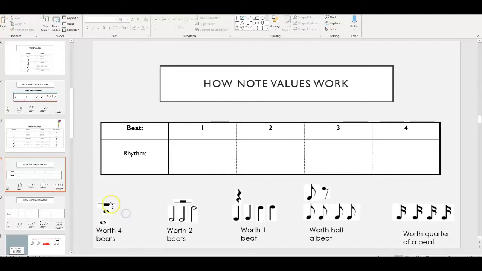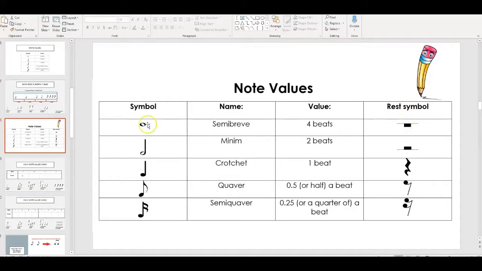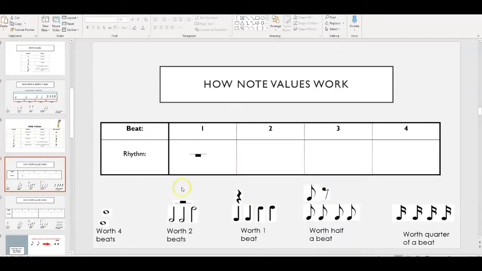Now if I put a semi-breve rest up here, remember a rest means don't play for 4 beats. So this is going to be really easy. You're not going to play for 4 beats. 1, 2, 3, 4, rest, 2, 3, 4. Nice and easy. Let's move on to these minims.